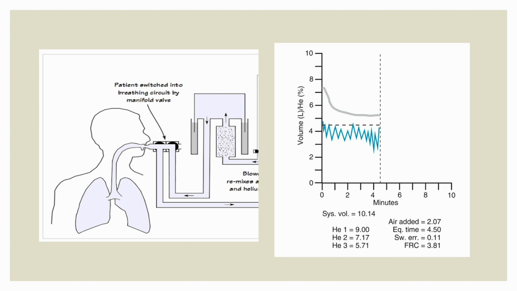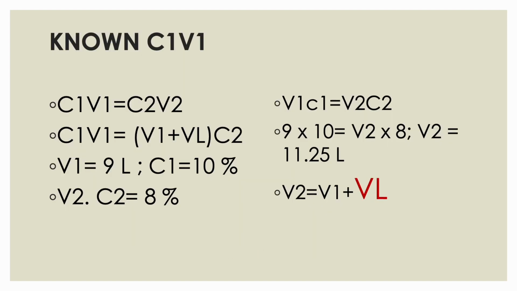So now once the patient starts breathing in and out, at a stage there will be this plateau where a fixed helium concentration will be maintained and the test will be terminated, and we will know the final concentration. Apply the law of mass conservation, C1V1 equals C2V2. We started with a known concentration and volume.